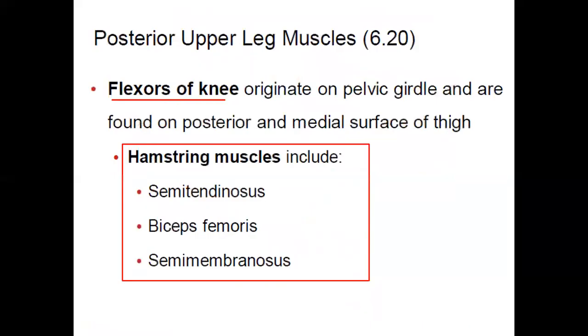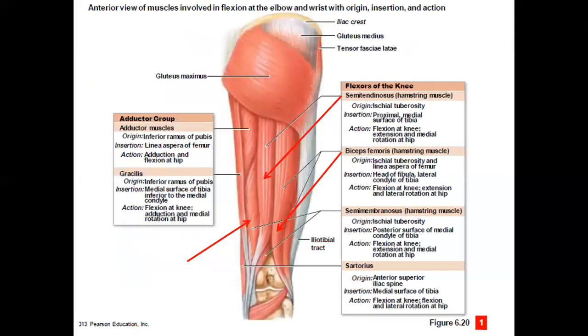In the upper leg, we're moving on to the lower appendicular skeleton. In the thigh, there are two groups of muscles, the hamstrings and the quadriceps. The hamstrings flex the knee, and the quadriceps extend the knee. So let's talk about the three hamstrings first. The three hamstrings are the semitendinosus, the semimembranosus, and the biceps femoris.